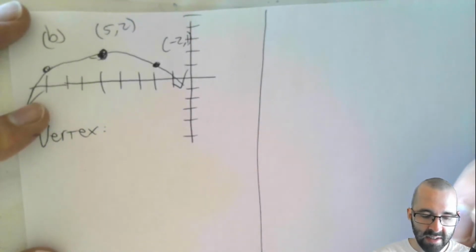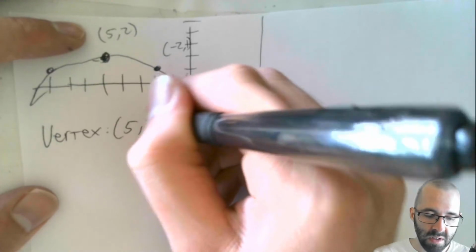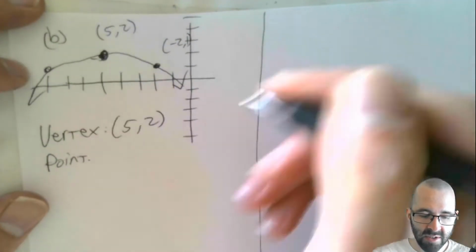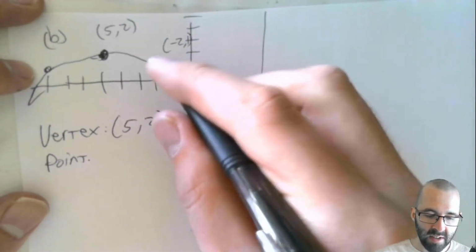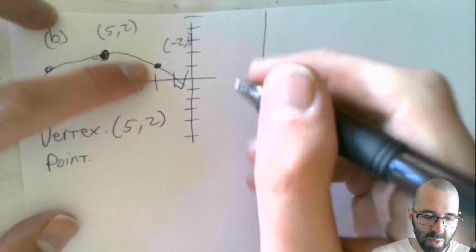What is the vertex? Well, the vertex is 5, 2. And what's another point? Again, there's 2 choices you can choose here. I usually like the one on the right, I guess. That's point negative 2, 1.